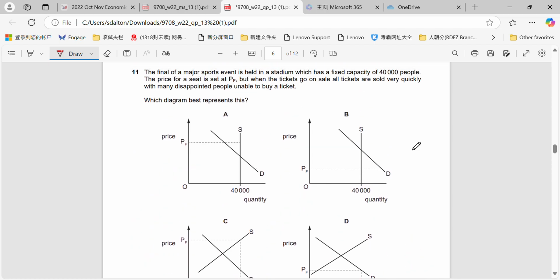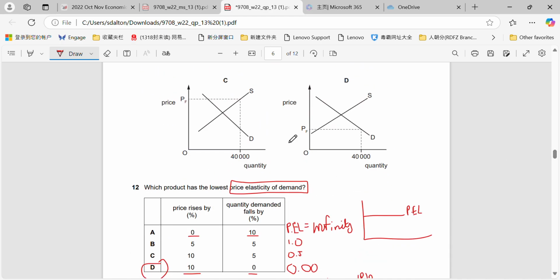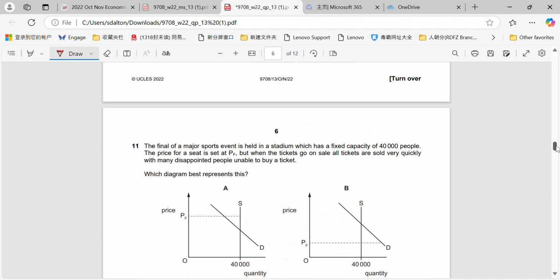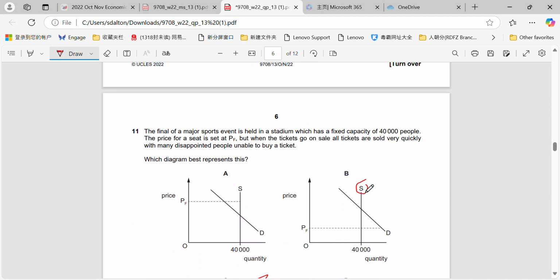Okay, the final of a major sports event is held at a stadium that has a fixed capacity of 40,000 people. So straight away, we can see that C and D are wrong. Fixed capacity, supply will be perfectly inelastic, just like B and like A. The price for the seat is set at PF, but when the tickets go on sale, all tickets are sold very quickly and many disappointed people are unable to buy a ticket.